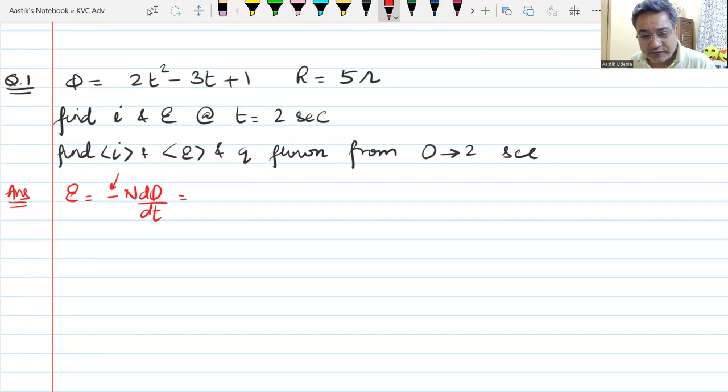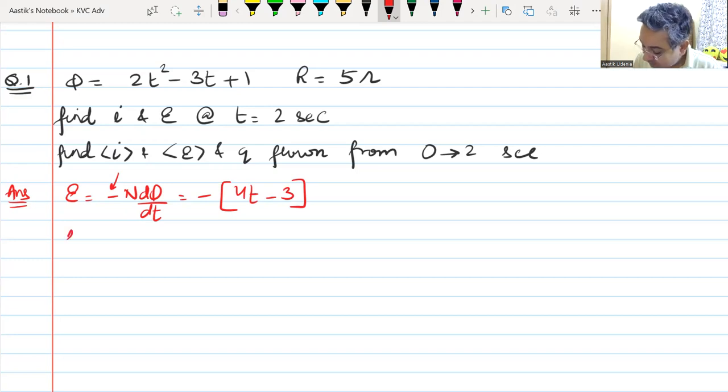It is given by Lenz law. When we understand Lenz law, then we'll understand this negative sign. We just do the derivative of this. So what will we get when we do the derivative? You can take the negative sign outside. It is minus of 4t minus 3. So at time t is equal to 2 seconds, you can put the value and you can get 5. Do we understand this?